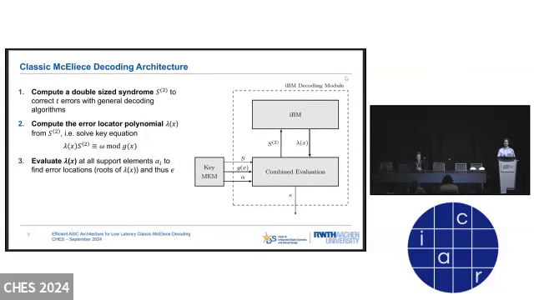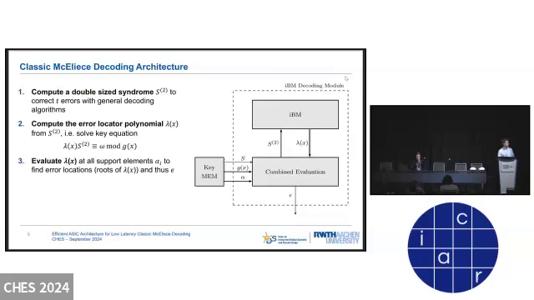Shown here is the high-level architecture of our decoding module. And in addition to the two steps I mentioned, the computation of the error locator polynomial and the polynomial evaluation, we also implement an additional step, the computation of a double-sized syndrome, which is required to correct t errors with the decoding algorithm that wasn't specifically designed for Goppa codes.